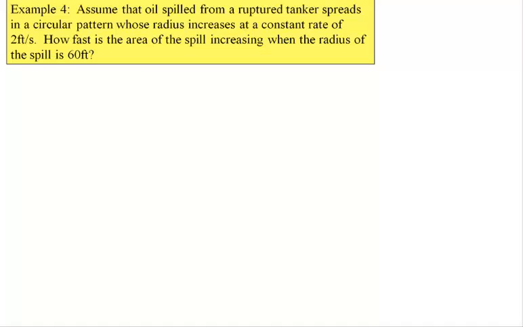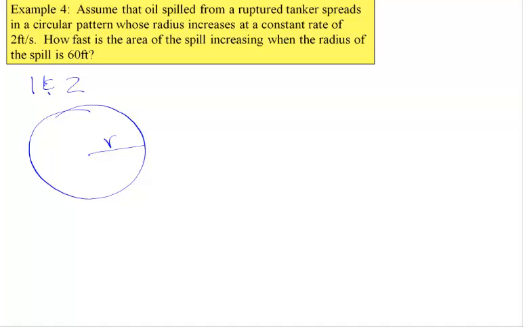Assume that oil spilled from a ruptured tanker spreads in a circular pattern whose radius increases at a constant rate of 2 feet per second. How fast is the area of the spill increasing when the radius of the spill is 60 feet? Steps 1 and 2. Draw a picture, glean all of the information from the stem of the problem that you possibly can. There's my picture.